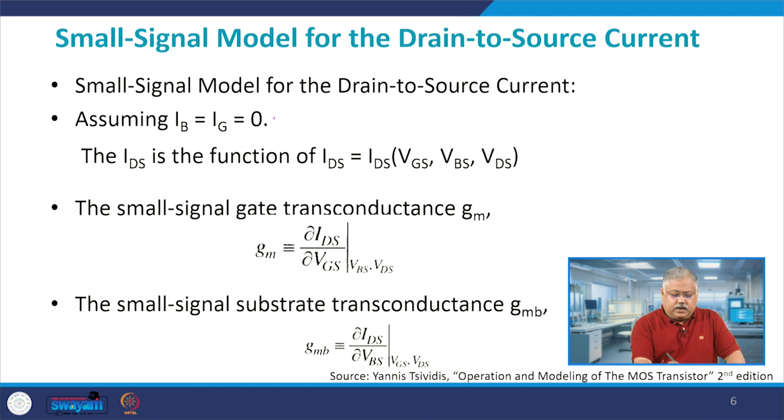You see the second part, IB and Ig are both equal to 0, and we are trying to evaluate the small signal model for the drain to source current. So, we will try to find out how drain to source current varies with respect to these signals. Now, of course, the drain to source current IDS is basically a function of gate voltage, bulk voltage and drain voltage. Now, I will explain to you what I mean by that. This we will encounter later on as well.